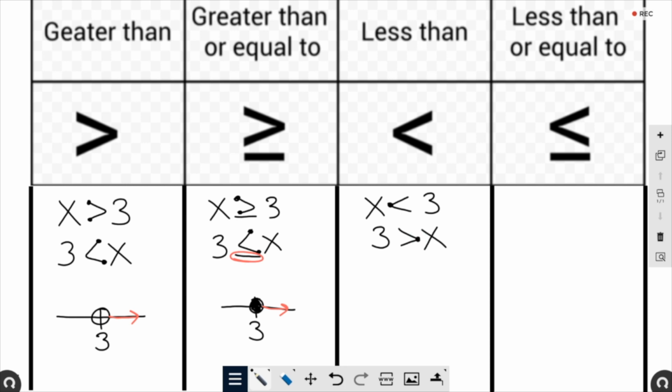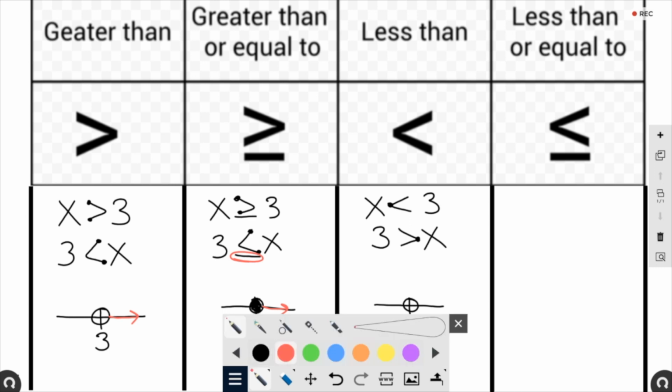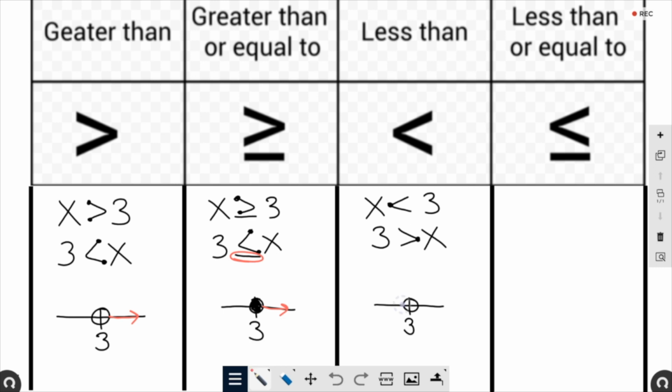When I'm graphing, I'm going to start once again with the number 3. There's not a line underneath, so x cannot be equal to 3, so that means my circle will be open. Since x is on the small side, now my arrow will point to the left. X is any number that is less than 3. 3 is not a part of my solution.